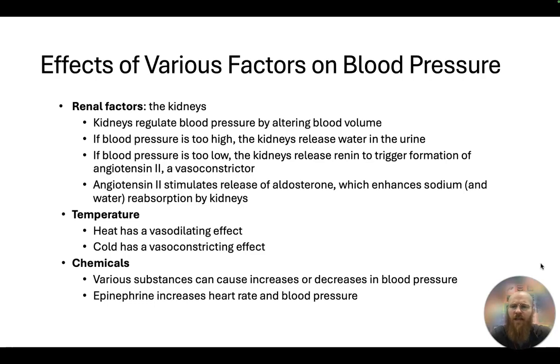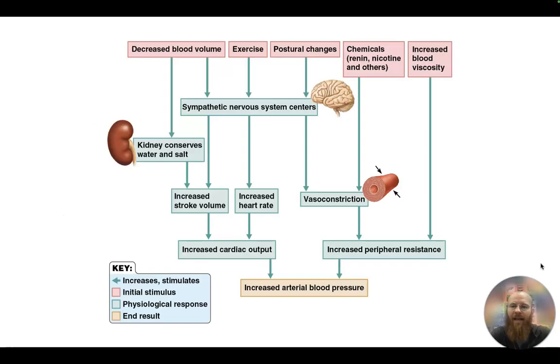We also have several chemicals that have an effect. Various substances can cause increases or decreases. A lot of modern medicines can help do those things. But epinephrine is one of particular importance that helps increase heart rate and blood pressure. And I gave you a really useful image that basically just summarizes this, gives you some lines that basically say whether or not they increase a stimulus and what that end result might be. So this is specifically looking at increasing blood pressure by either increasing the cardiac output or the peripheral resistance, or both.